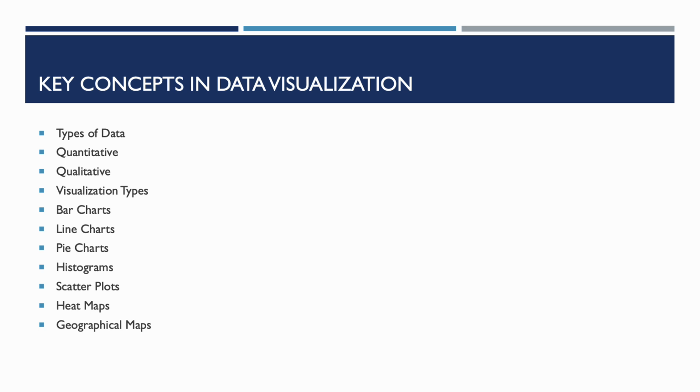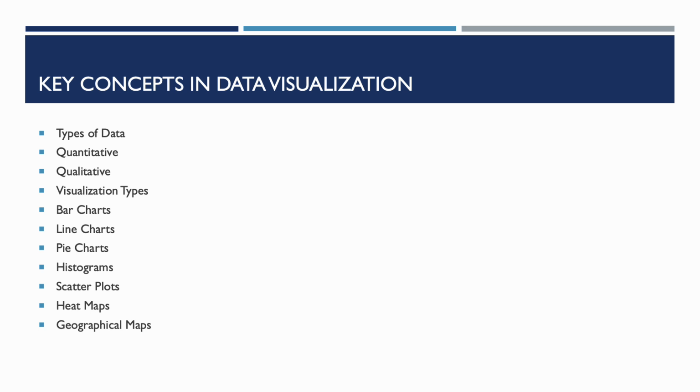So now that we have covered the reasons why data visualization is so important, let's dive into some of the key concepts you need to understand to become proficient in this field. So, types of data. There are two types of data. First of all, to create effective visualizations, it's essential to first understand the types of data you are working with. Data generally falls into two categories. First is quantitative, and second is qualitative.